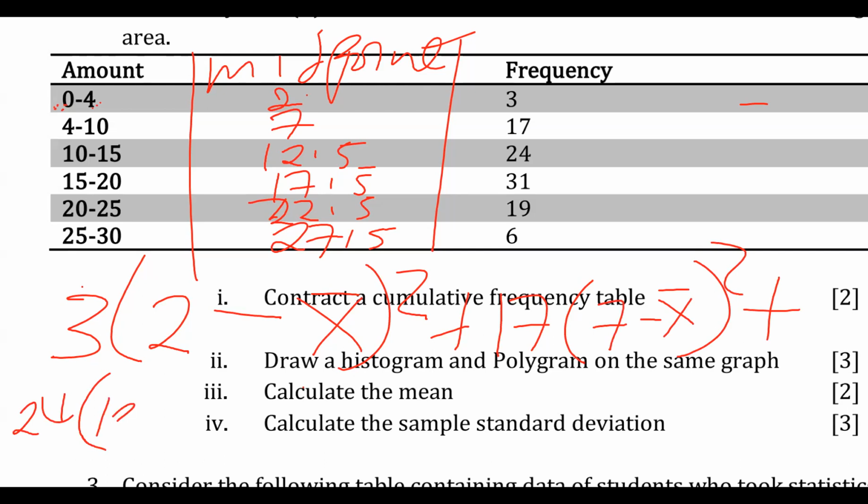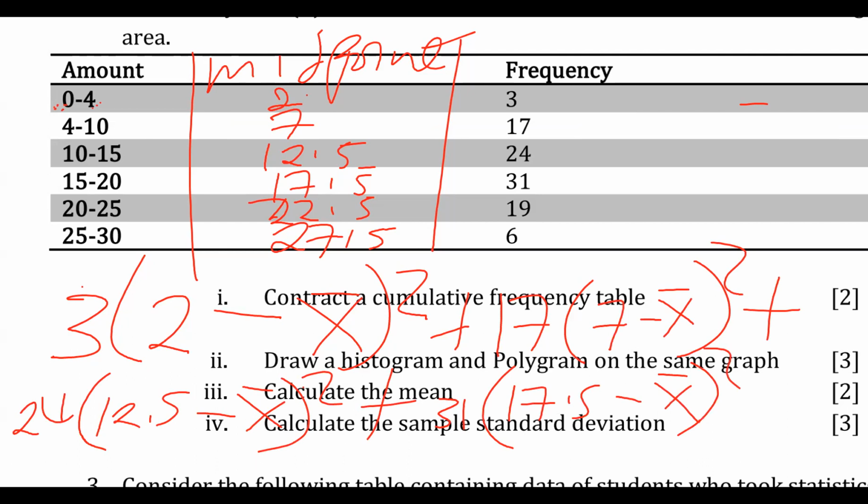Then you write the middle point, 12.5 minus x bar. You square that plus 31, right? Times 17.5 minus x bar. You square that. You keep on adding and adding everything. Then you should be fine. Okay?